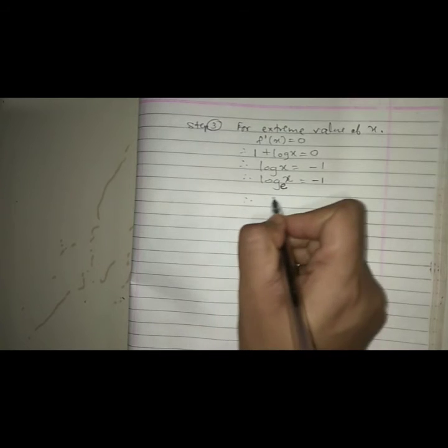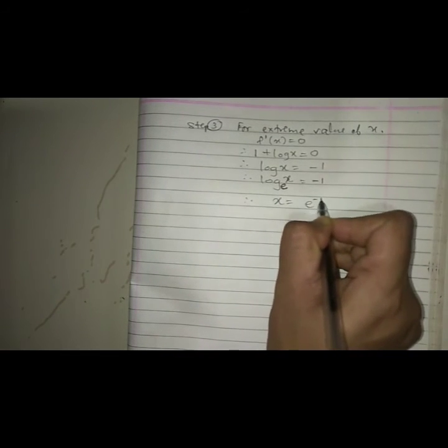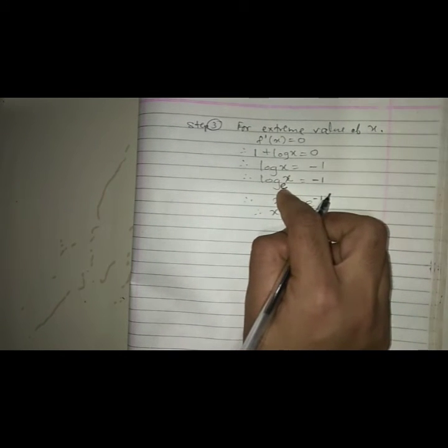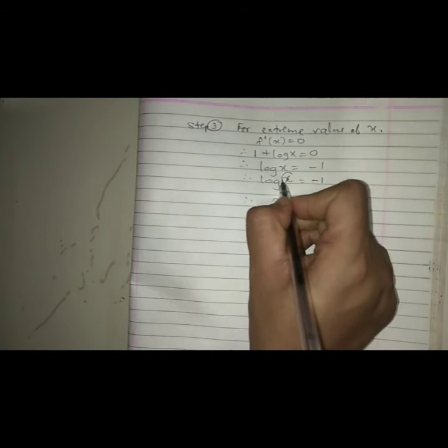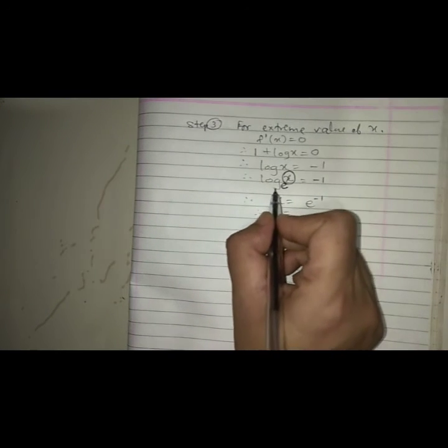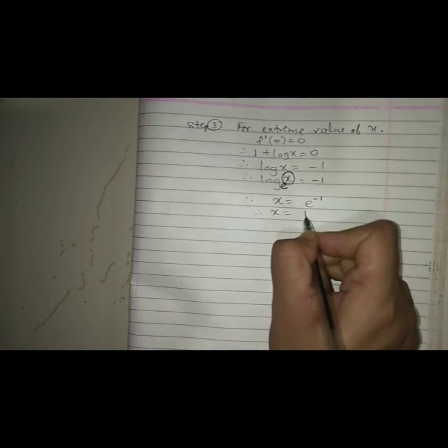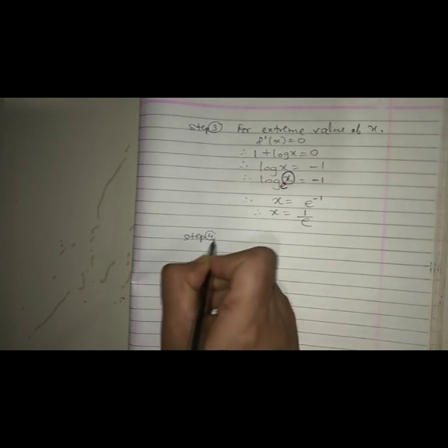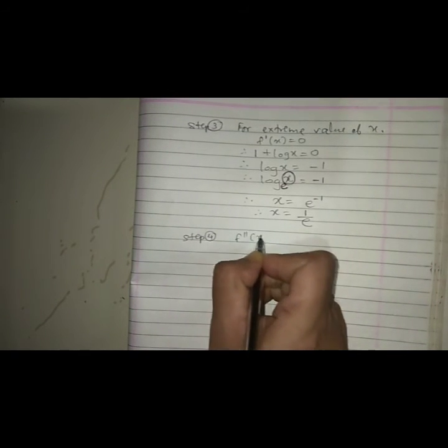So in exponential form, x is equal to e raised to minus 1, because we have to calculate the value of x only. Here we get the log of x to the base e, and we only have to find the value of x. That's why we convert this logarithm to the exponential form. Now e raised to minus 1 is x equal to 1 upon e. Now step number 4: we have to find f double dash of x.